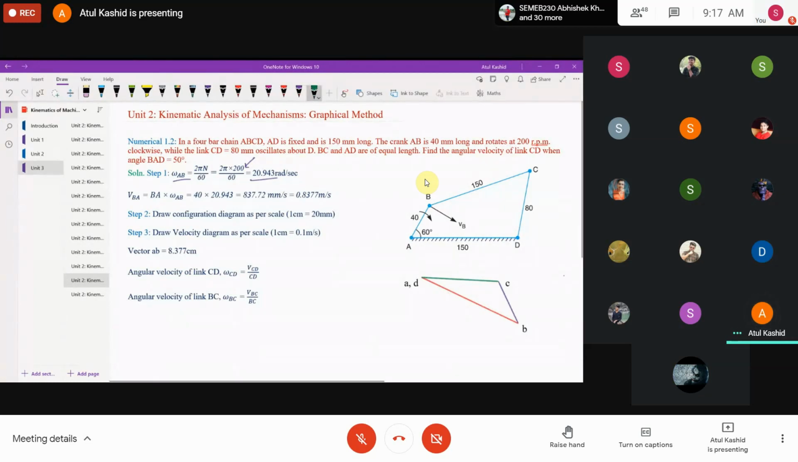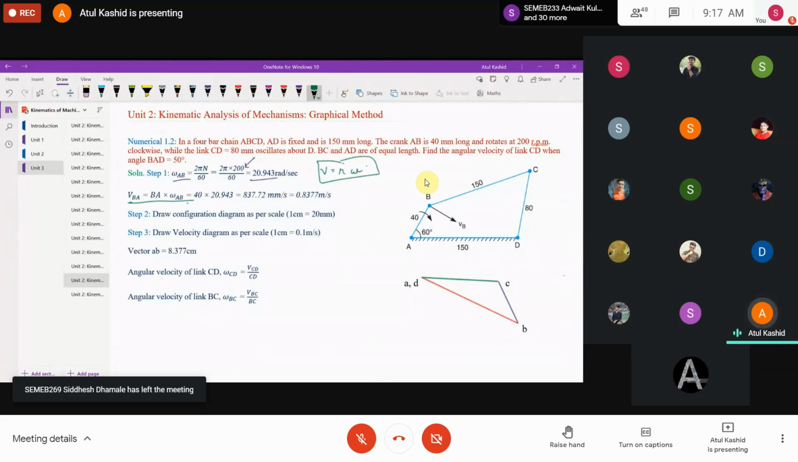We know that for linear velocity we have one relation, which we are going to use frequently, which will be V equals R omega, right? So here, now we are talking about the link AB. So I can write down over here, velocity of B with respect to A, right? That will be given by BA into omega of BA, right? So this omega BA will be equal to omega AB, right? So we'll consider that, right?